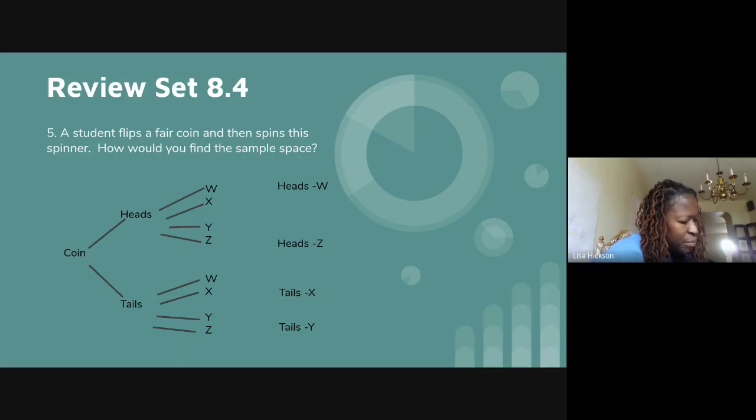Okay? Questions, comments, concerns? Again, you describe to me how you would find the sample space if you don't want to draw one or list one. All right, and looking over this practice set, any other questions, comments, or concerns? Remember, in number 6, take into consideration that you must reduce.